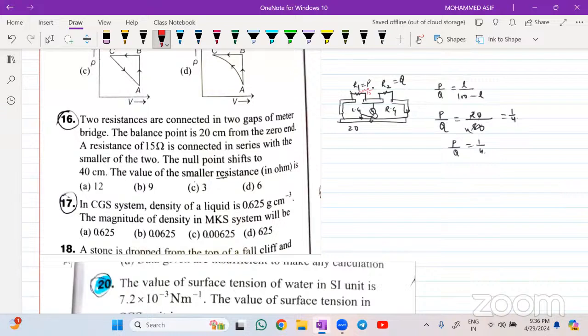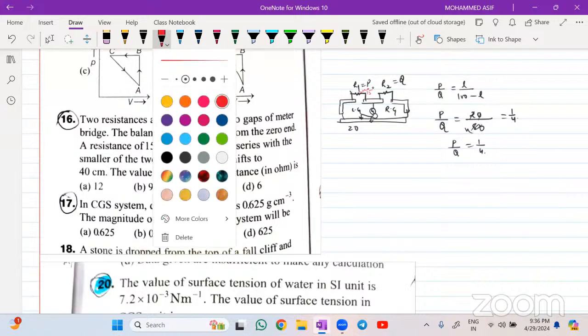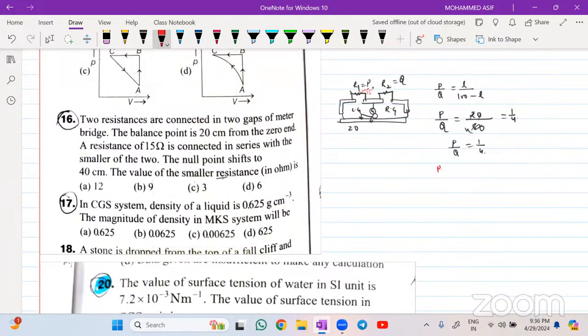If it is connected in series, then it will become P plus 15 divided by Q. The balance point is now 40, so 40 divided by 100 minus 40, that will be equal to 60. This one will get cancelled. This one is 2 by 3. So I got this one as equation number 2, and I got the earlier one as equation number 1. So dividing 1 by 2.